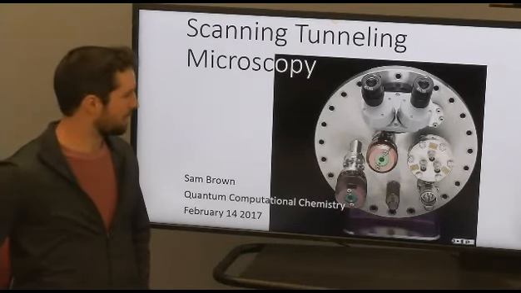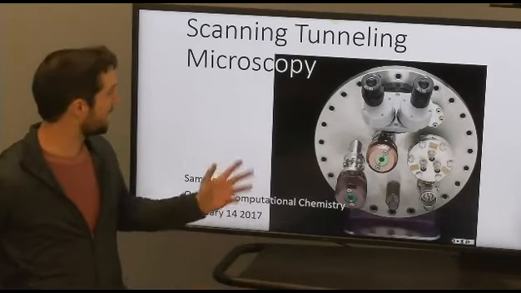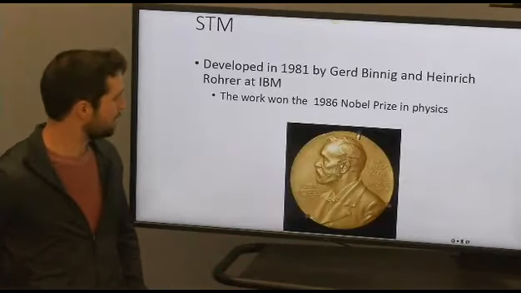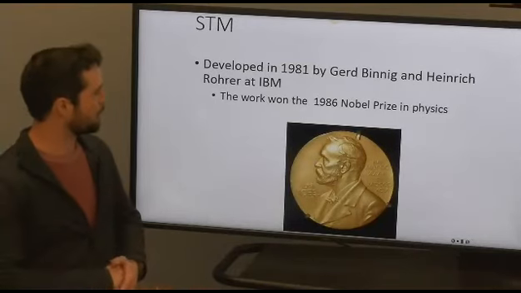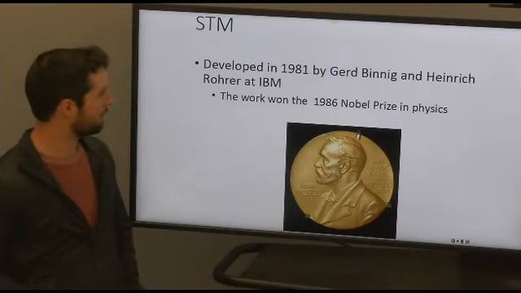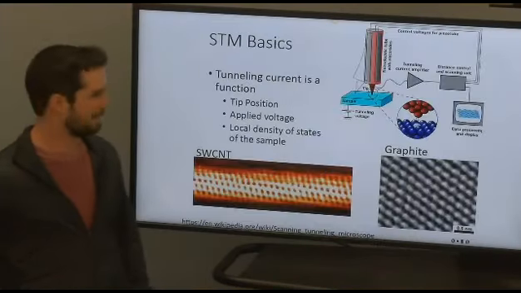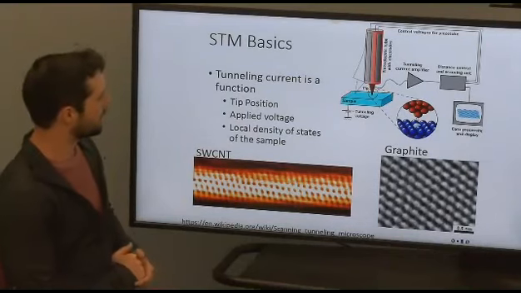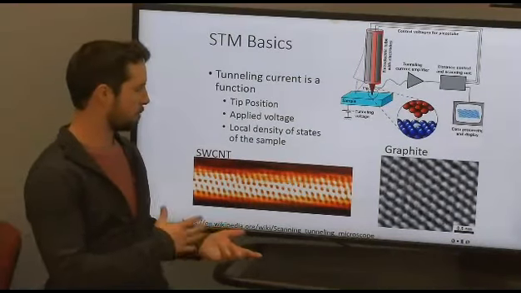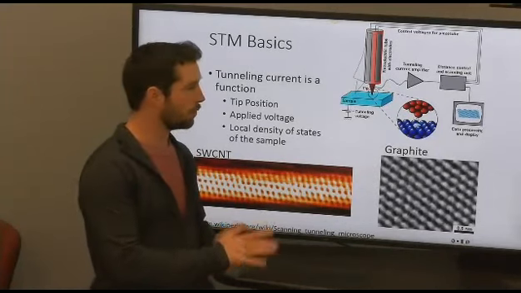So as the experimentalist in the group, I figured I'd talk about something experimental, like scanning tunneling microscopy. It was developed by Gerd Binning and Henrik Rohrer at IBM in 1981, and 5 years later won the Nobel Prize in Physics, so that's always good. Here's kind of just some of the basics. We use STM, or people use it, I haven't used it personally, to take images of surfaces as well as get local density of states.